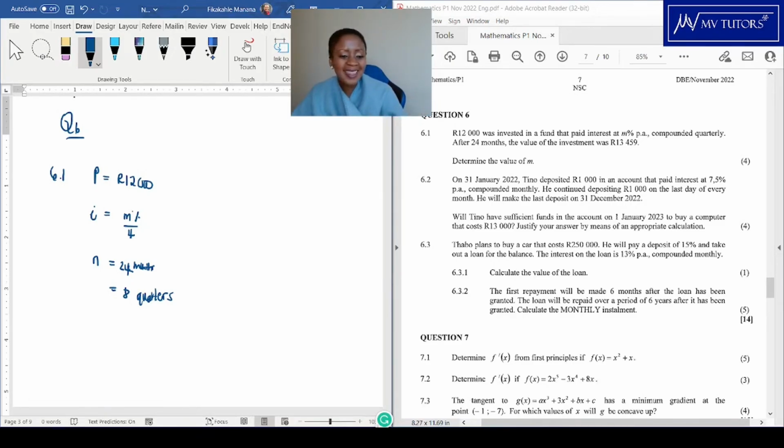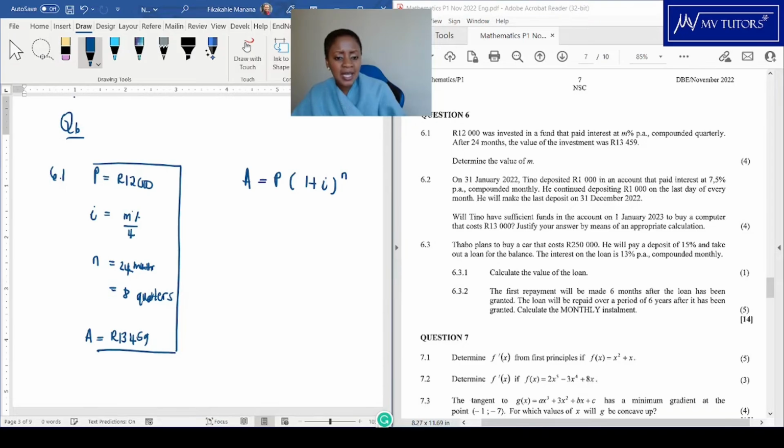Then at the end, the accumulated amount would be 13,459. So we're going to use our normal compound formula. The accumulated amount is equal to the principal amount multiplied by 1 plus the interest rate to the power n. We basically have everything that we need. So A is 13,459. P is 12,000 Rand. 1 plus the interest rate, which is m% over 4, and n is 8 quarters.